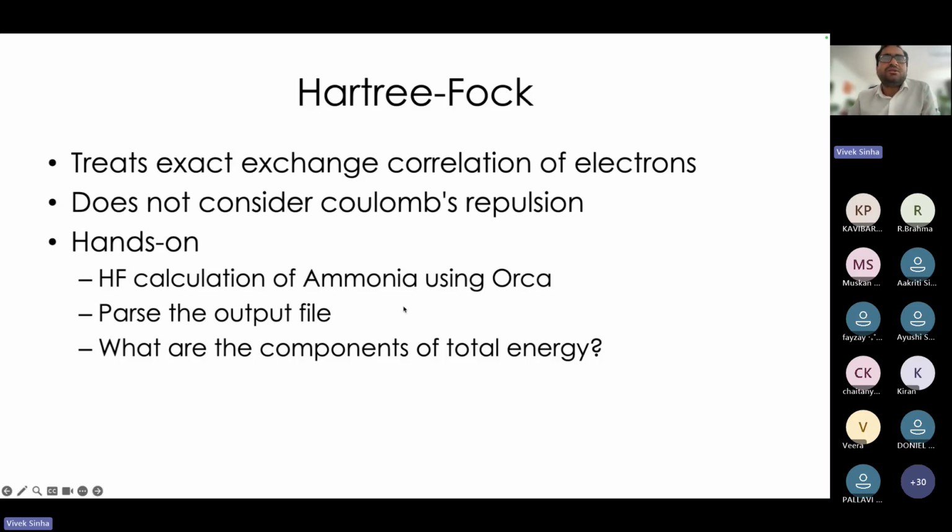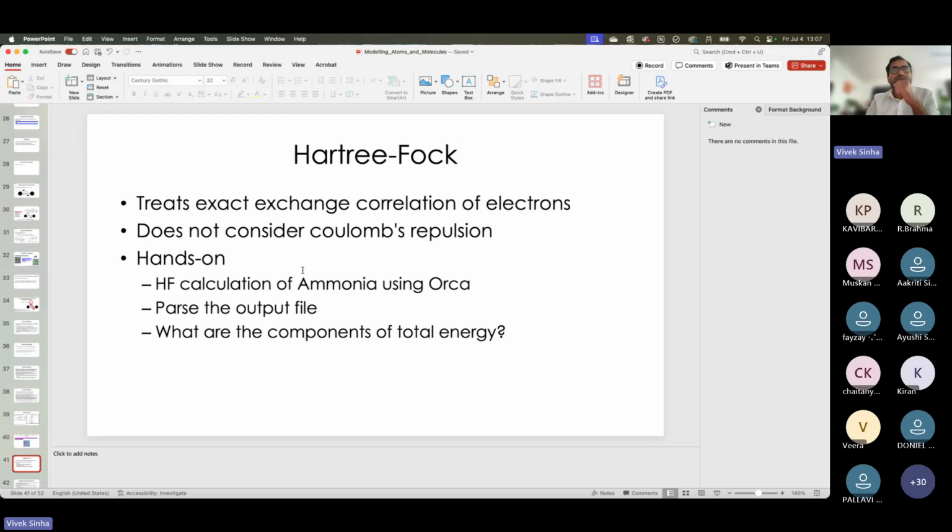So now let's do a simple Hartree-Fock calculation using ORCA. How many of you have ORCA locally installed? One person, Anish. Two people. I'm just going to stop counting. There are some people who have ORCA locally installed.